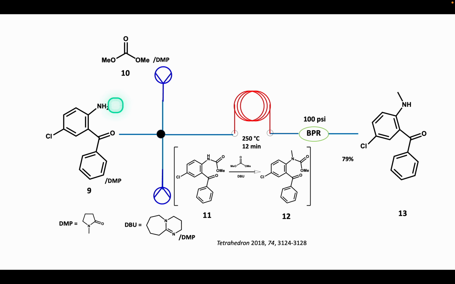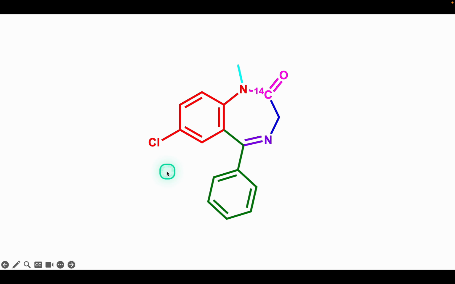When it reacts with dimethyl carbonate, first, it forms carbamate 11. Within the reaction medium, compound 11 reacts with an additional molecule of dimethyl carbonate to form the methylated compound 12. Finally, the in situ thermal decarboxylation of compound 12 leads to the formation of methylaminobenzophenone 13. Final steps in the synthesis of labeled diazepam.